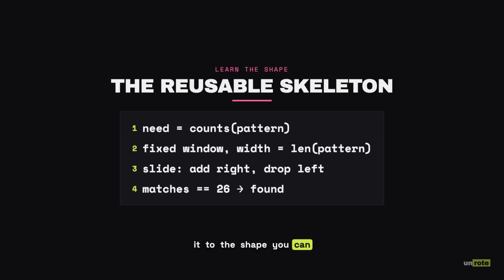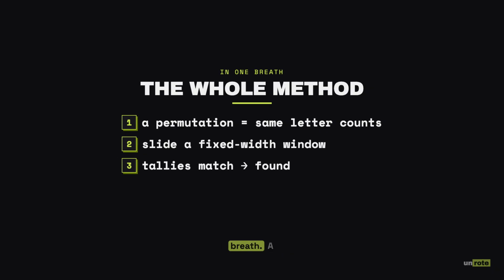Strip it to the shape you can reuse. Tally the pattern. Slide a fixed window of that width across the text, adding the entering letter and dropping the leaving one. Keep a matches counter so the check is instant. Learn that shape and a whole family of count matching problems falls to it. So the whole thing in one breath. A permutation is the same letters in any order, so compare counts, not arrangements. Slide a fixed width window across the text, and the moment its tally equals the pattern's, you found one.